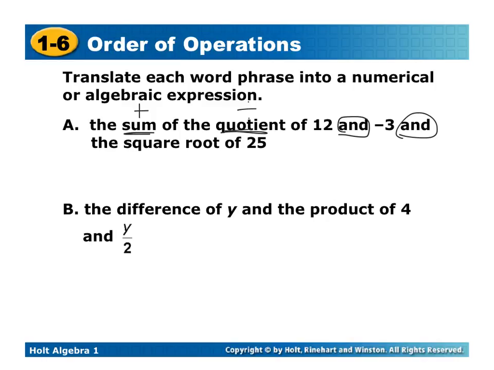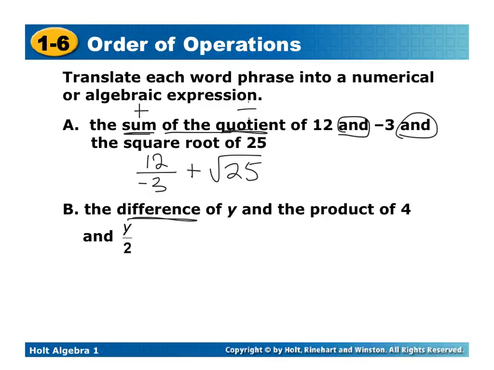operations go. So the sum of the quotient of 12 and negative 3, so that's telling you the sum of the quotient, so the quotient has to come first. So 12 divided by negative 3, and then our sum of the square root of 25. So why don't you go ahead and pause the video and try this next one on your own.